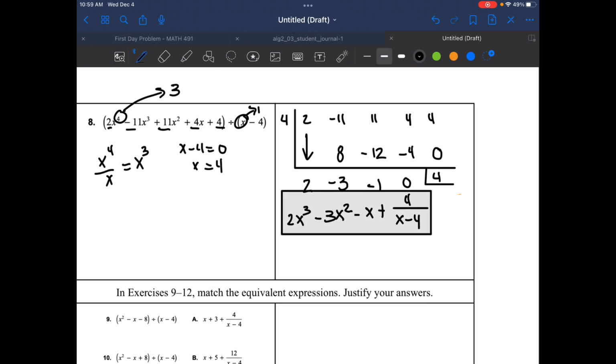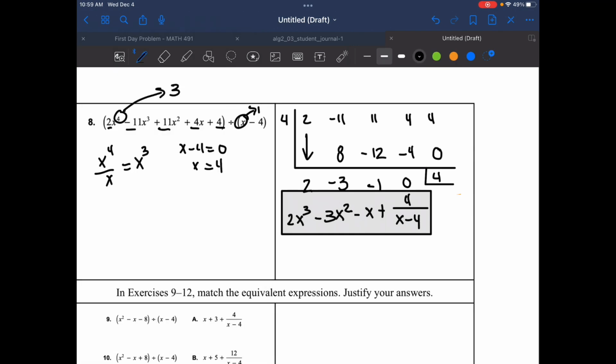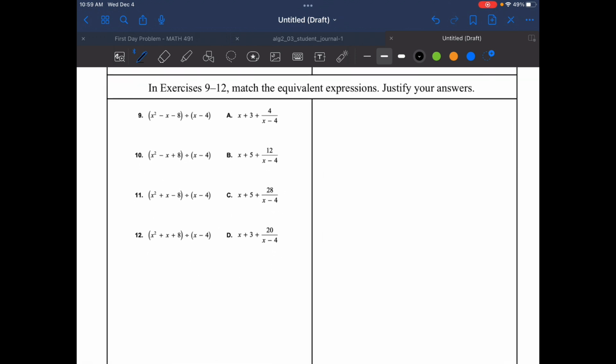Synthetic division seems to be one of the best things ever, honestly. And a lot of my other students really do like it. So I think it's kind of fun.